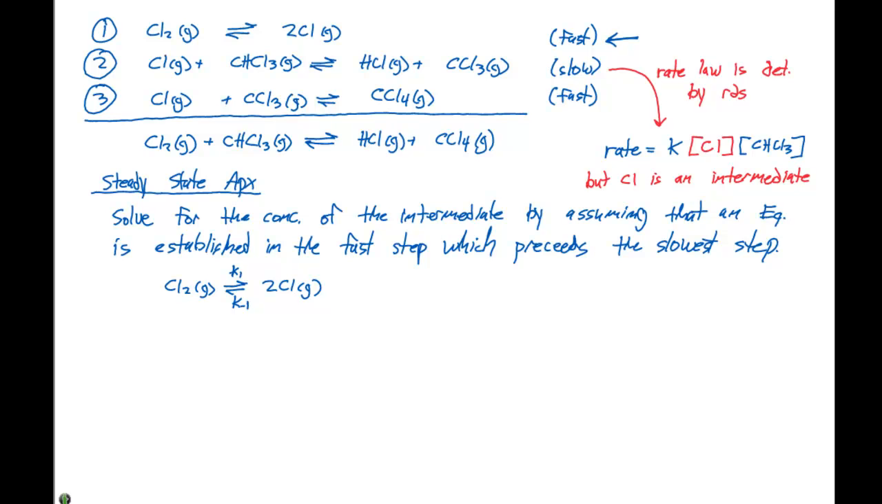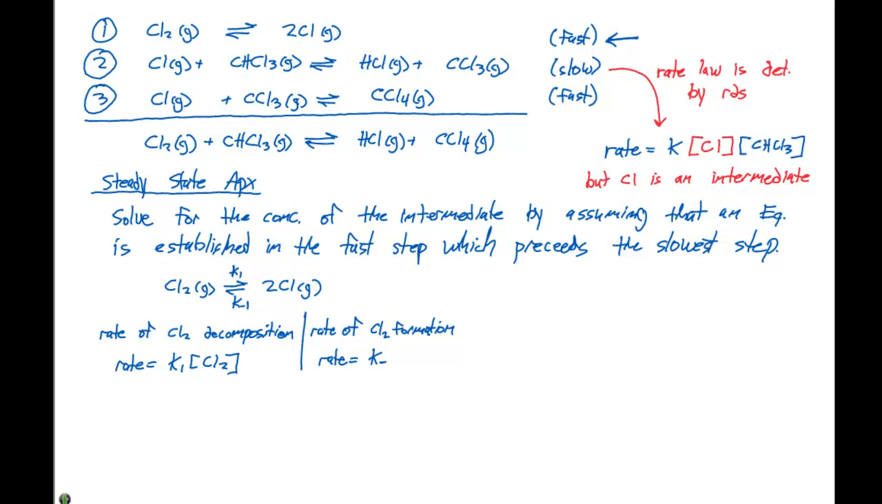So we can break this down into two parts. The first part is going to be the rate of Cl2 decomposition, and that rate is going to equal k1 times the concentration of Cl2, because the Cl2 decomposition is the Cl2 breaking down into the Cl. On the flip side, we can look at the rate of Cl formation, the rate of the Cl2 formation, which means we're going to have 2Cl going over to Cl2, or this reverse reaction here. That rate is going to equal k minus 1 times the concentration of Cl, that quantity, squared.